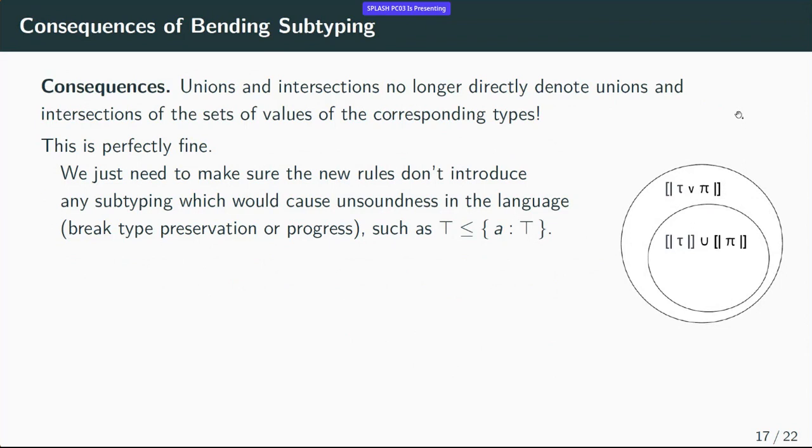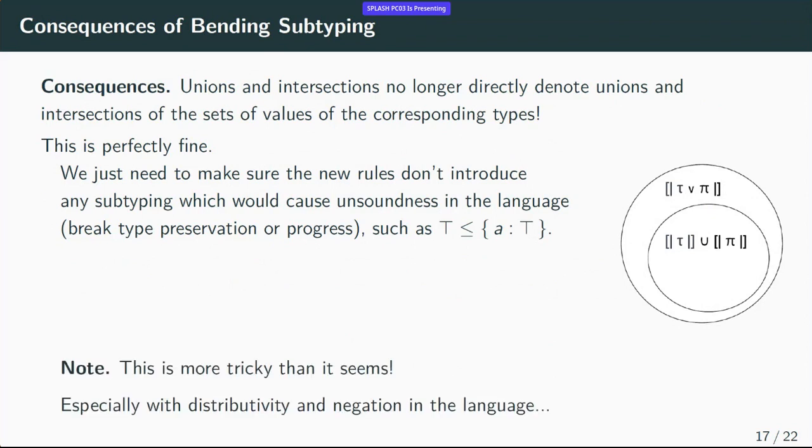And this is fine, as long as it doesn't break subtyping, right? If this allowed us to say that top is less than a record type, for example, of course, that would be bad because it would break the program. It would allow programs to crash, okay? So as long as these new subtyping relationships do not lead to bad subtypings, in a sense, like relating the wrong constructors together, then we are fine. And this is actually more tricky than it seems.